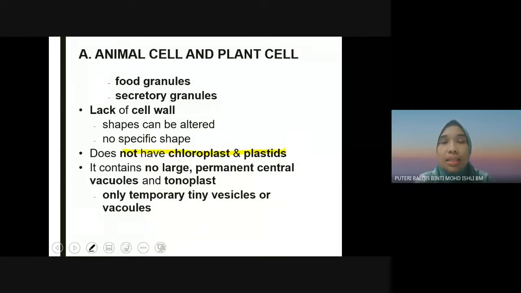Okay, plastid ni macam chloroplast, tapi dia bukanlah main organelle. Dia macam chloroplast tapi dia bukan main organelle.